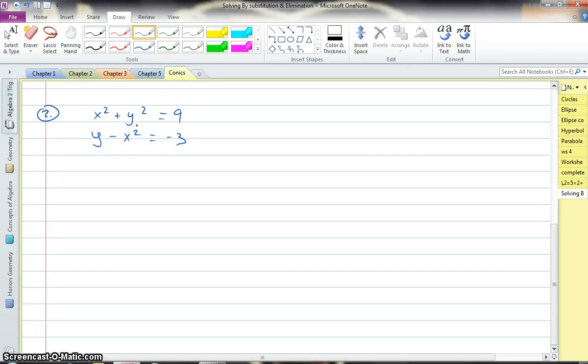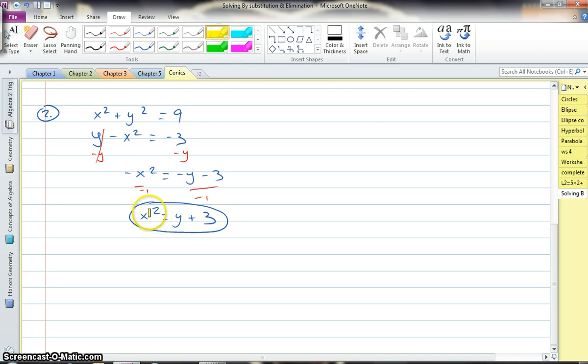So what I'm going to do is get x squared alone. I'm going to subtract y. I'm going to get negative x squared equals negative y minus 3. And then I'm going to divide everything by negative 1. Okay, so x squared equals y plus 3. Again, you could solve for y and substitute it, and that's fine also. This is just the one I chose just because. All right, so I know x squared equals y plus 3.